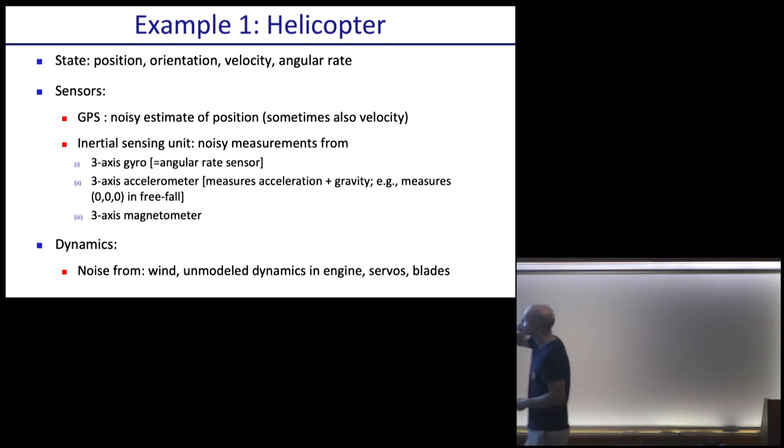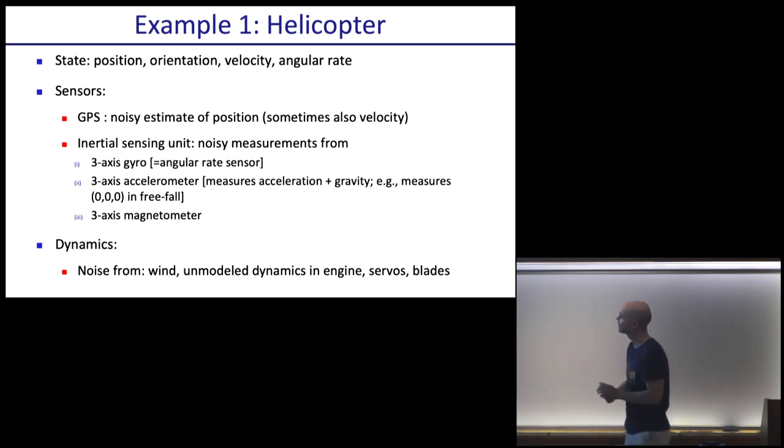Dynamics: there is noise from the wind. There's unmodeled dynamics in the engine, in the servo motors, and in the blades of the helicopter. So overall, we don't have access to state directly, but we have things that relate pretty closely to state, and we should be able to distill from that a likely estimate of the state, or a distribution around some mode, maybe, of what the state might be.